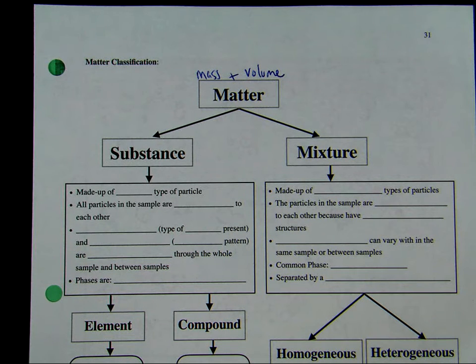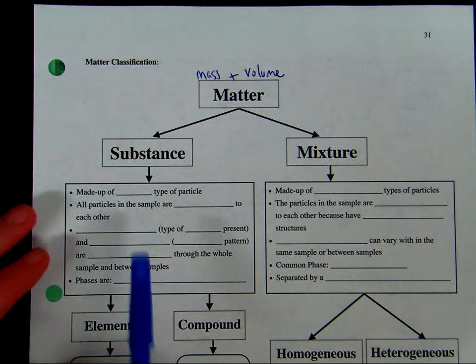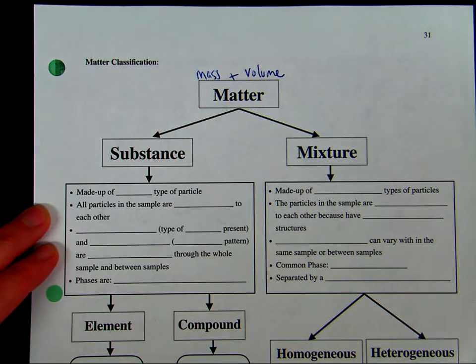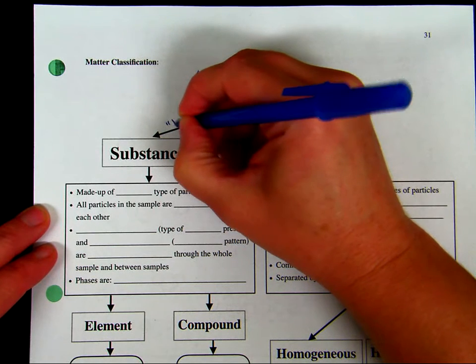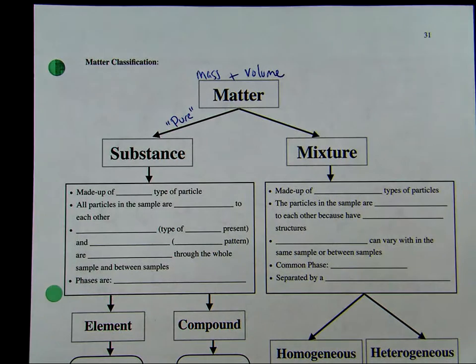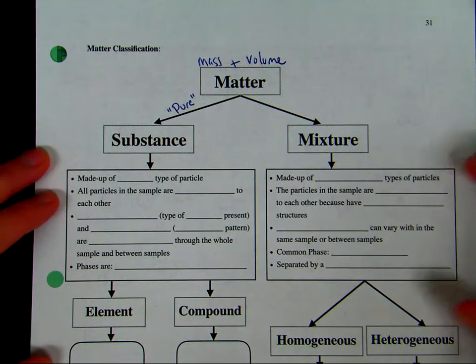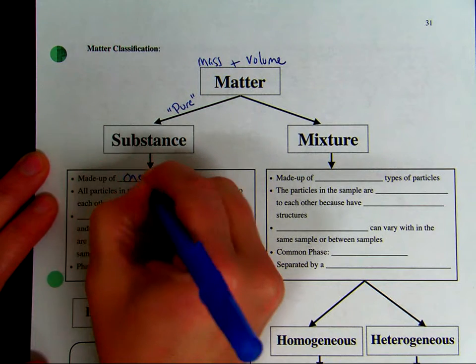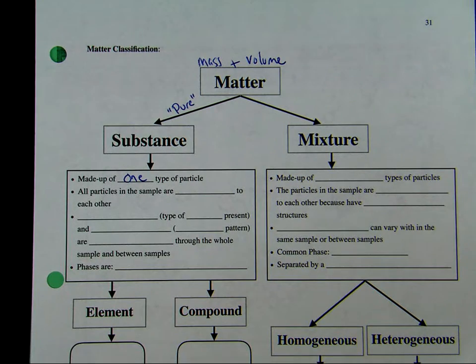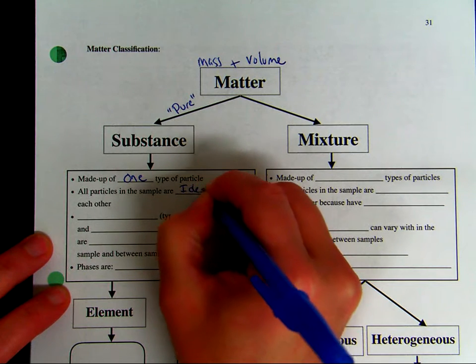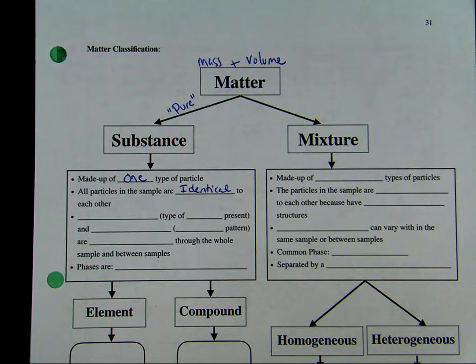Matter can be subclassified into two major categories. Materials that we refer to as a substance versus materials that are referred to as mixtures. So a substance refers to the idea of something being pure. If a material is a true substance, it's made up of one type of particle, meaning that all of the particles within that sample are identical to each other. So only one type of particle, all the particles are identical.